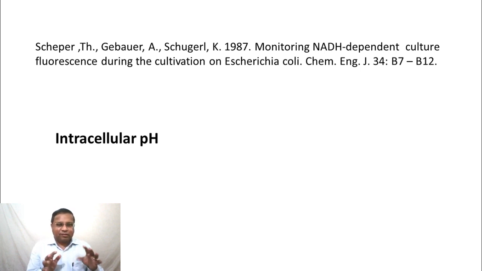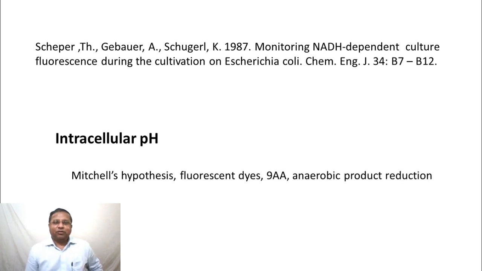Now, the pH inside the cells can somewhat be related to the energy status of the cells, because there's something called Mitchell's hypothesis. In fact, Peter Mitchell won the Nobel Prize for this hypothesis. This essentially says that a hydrogen ion gradient across an intact membrane is what provides the energy for ATP formation from ADP. So, in some sense, you can link the energy status of the cell to the intracellular pH level.